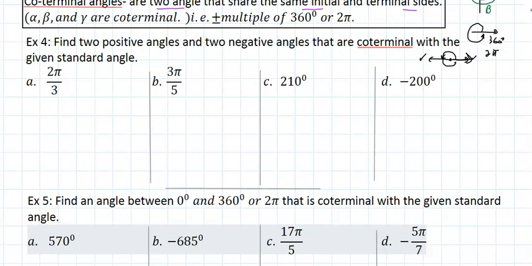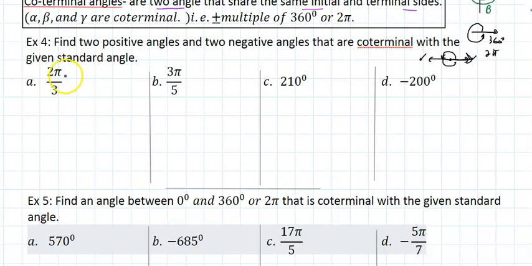So, find two positive and two negative angles that are coterminal with a given standard angle. How many coterminal angles could I find? As many as I like. Give me any angle at any given time. I could add 360 to it, subtract 360 from it, or add 2 pi or subtract 2 pi. It's all good. I'm back where I started.